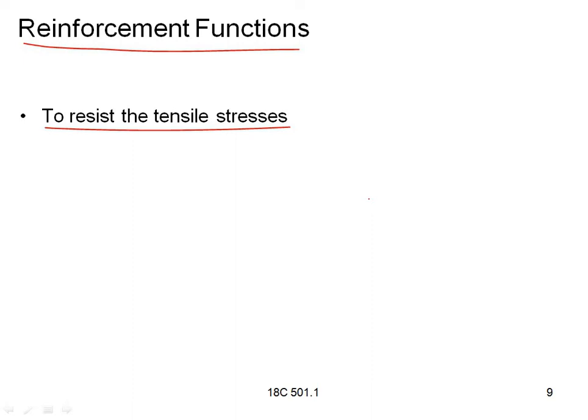So here the concrete will be in compression, whereas steel will be in tension. That is called compression and tension, and it is nothing but sagging and hogging. Okay, I will explain what sagging and hogging are in the upcoming classes.